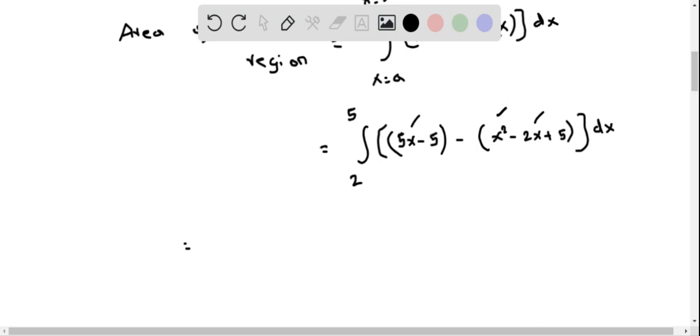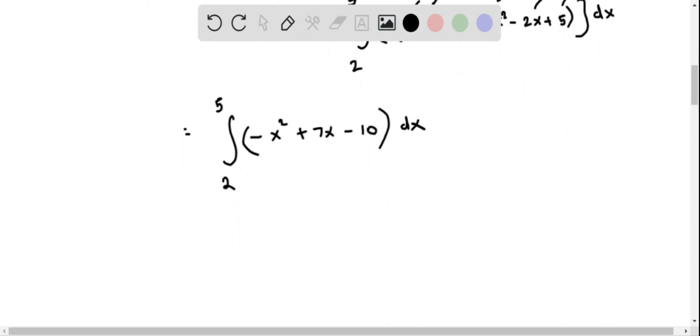First, I put this negative x squared term. So this will be the integral from 2 to 5 of negative x squared plus 5x plus 2x, which is 7x, and this one is negative 5, this is negative 5. Negative 5, negative 5 equals negative 10. So we have negative 10 as we integrate with respect to dx. So let's integrate each of the terms inside the integral using the power rule of integration.